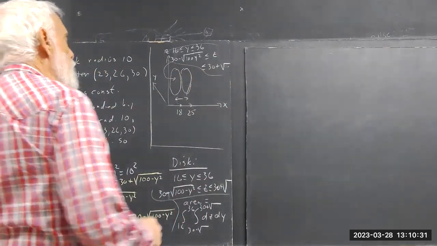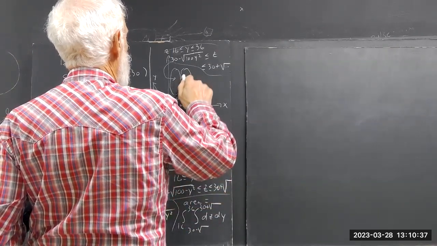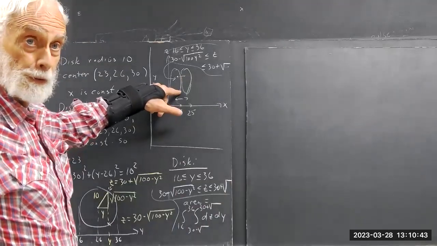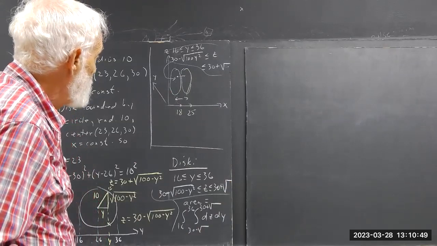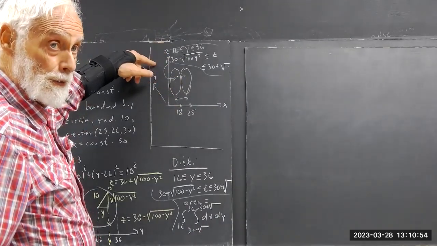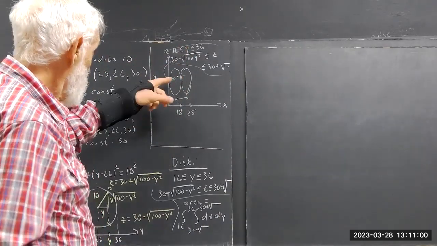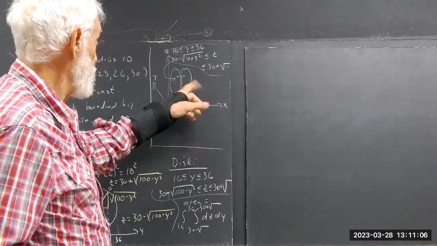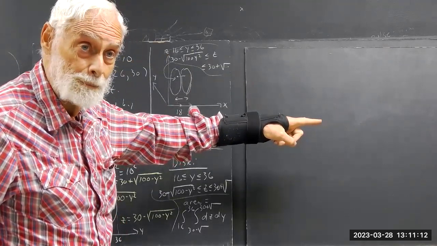Now, for every point between here and here, some point here projects over to some point on this disk, right? As long as the Y and Z coordinates satisfy these two inequalities, it's going to be in this region. And that's going to be true as long as X is between 18 and 25. If X is less than 18, then you're on this side of the two disks. If X is greater than 25, you're on that side.